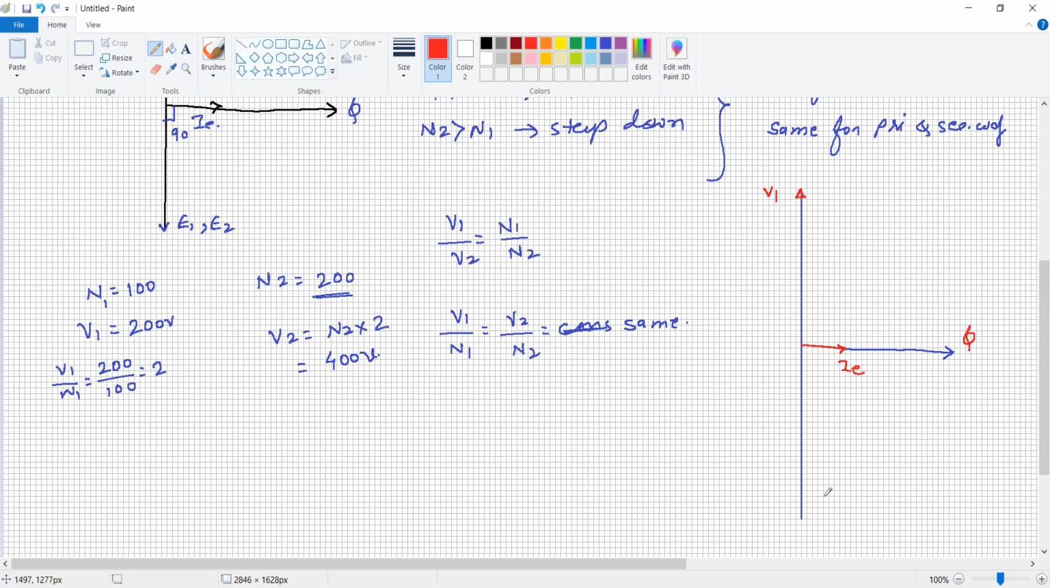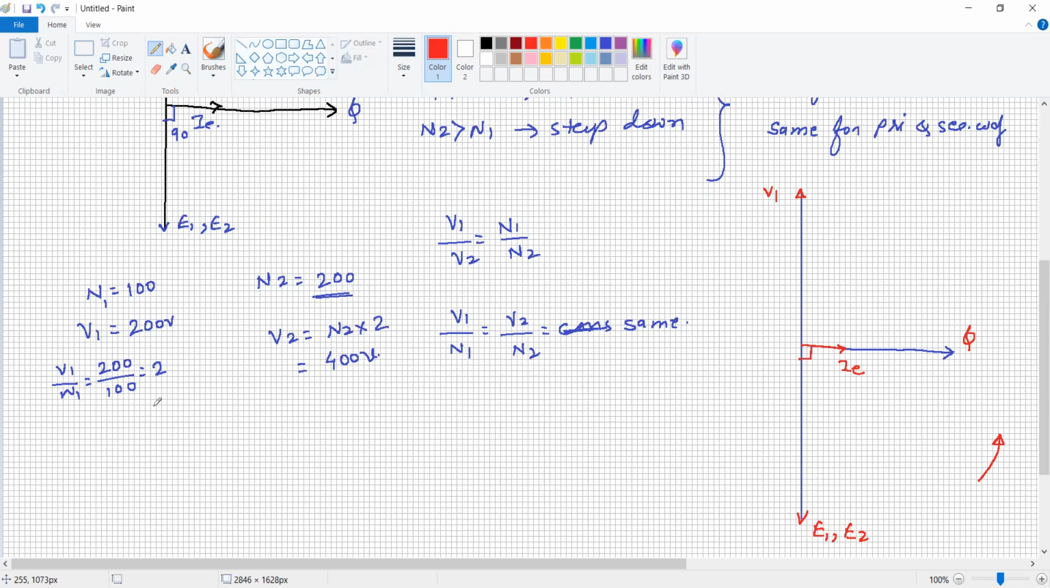So it induces an EMF which is lagging by 90 degrees. Lagging, because we always draw the phasor diagram in the anti-clockwise direction. So the flux phi is there, and the EMF induced E1 and the EMF induced E2 are lagging by 90 degrees. So this is the phasor diagram for a simple transformer.